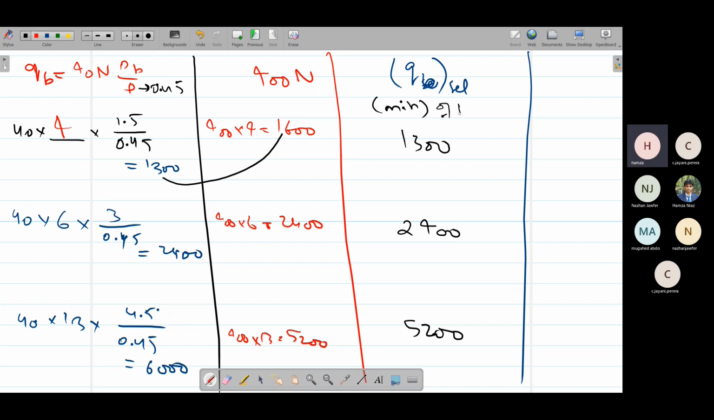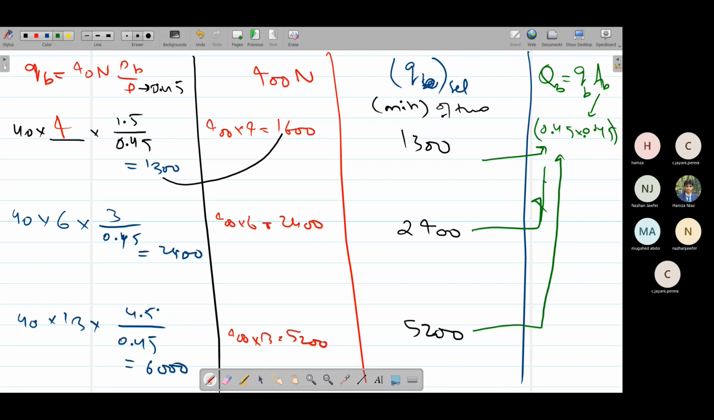After this qb, the last thing is capital Qb, that is qb times Ab, where Ab is pi by 4 into D square. Sorry, this is a square pile, so our area of base would be 0.45 into 0.45. Simply multiply this qb with this area, and we'll get the Qb values for each layer. Any issue in this?